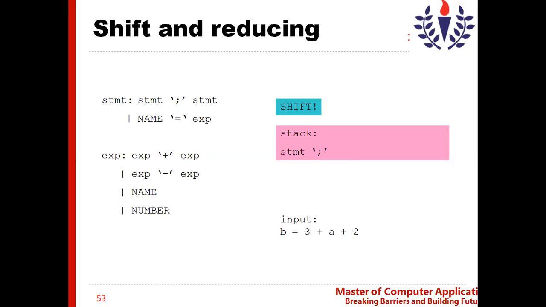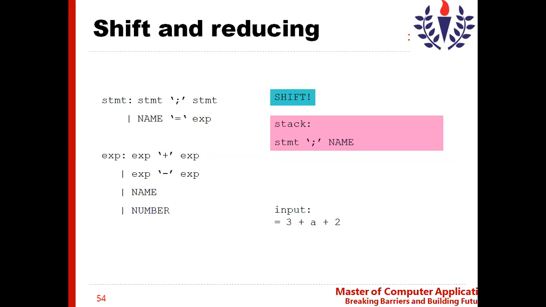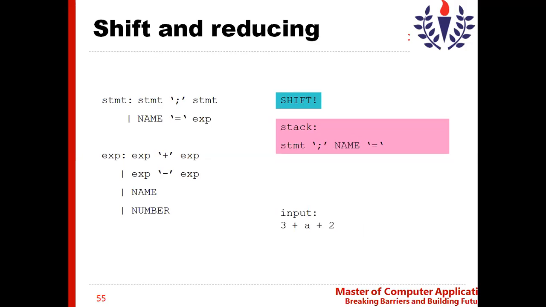So what happens? Yes, it is shifted into the stack. What is the next input? The next input is B. It is considered as a token, and it will be pushed into the stack. What is the next input? The next input is equal to, again shifting happens.